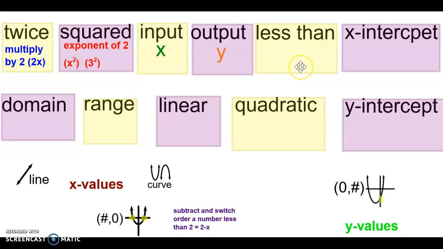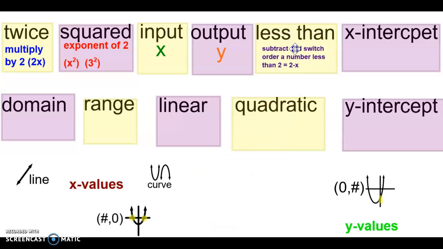The words more than and less than, when you see those, you have to switch the order in which the problem is given to you. So less than means we have to subtract and then switch the order. So if I had a number less than 2, even though that looks like x minus 2, it says less than, so I have to switch the order. So it's really 2 minus x instead of x minus 2.